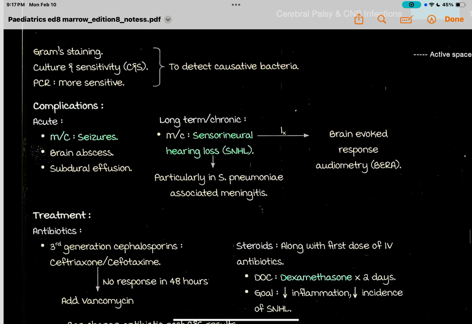Then you do Gram staining of that, culture and sensitivity, and PCR, which is more sensitive to detect the causative bacteria. Complication, acute: the most common complications are seizure, brain abscess, and subdural effusion.